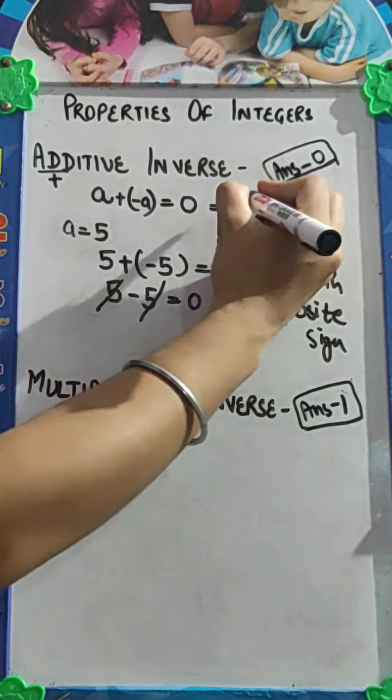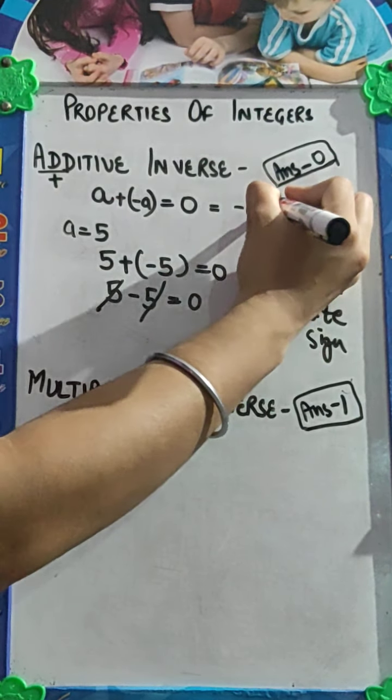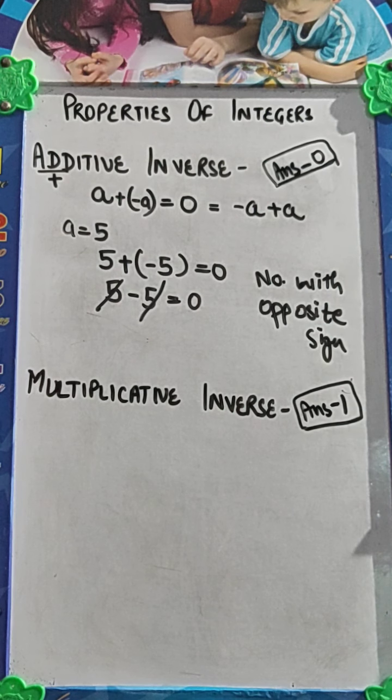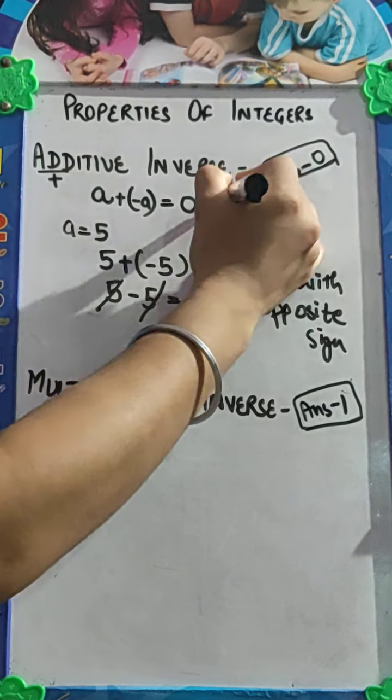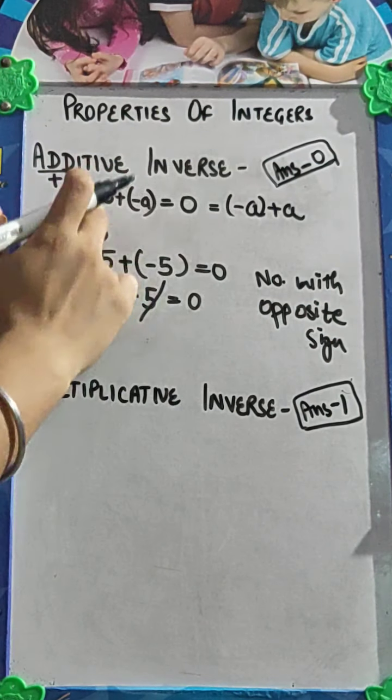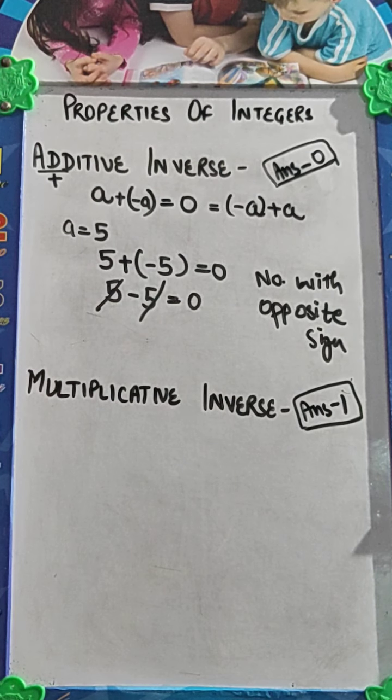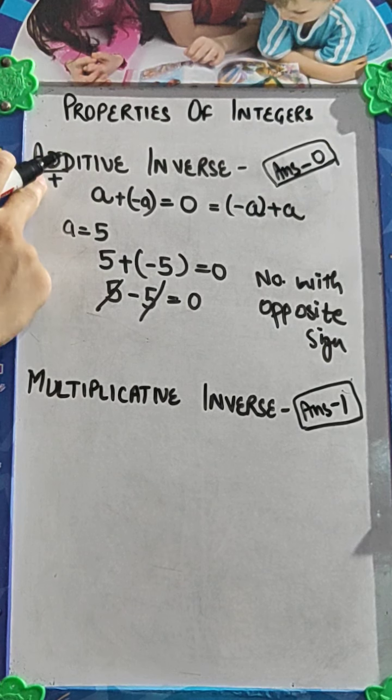In the same way, I can use the commutative property also. a plus minus a, I can write it like this, है ना? These all are the same. I can write it like this as well. So what does this say? This says that if we add its inverse, अगर हम क्या ऐड कर देते हैं उसका inverse, the result is always 0. Additive means we have to add something.